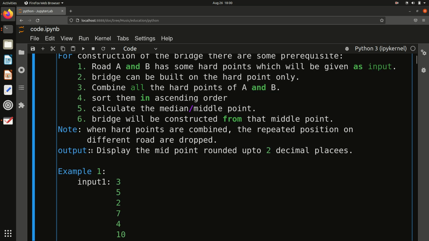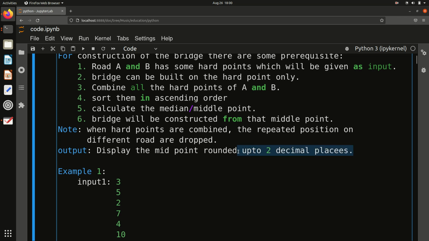Similarly, one more note is there: when hard points are combined, repeated positions that can be different on different roads are dropped. It means we do not want repetition, so all points should be unique. And finally we have to print the midpoint rounded up to 2 decimal places.